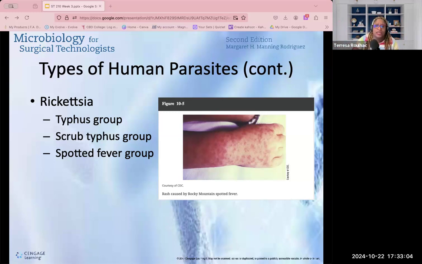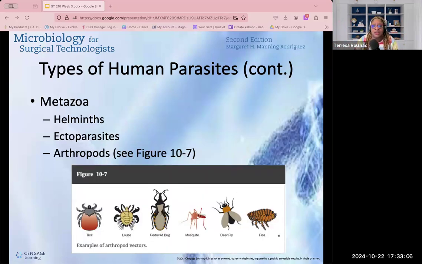But that's not the only human parasites. The chapter talks about metazoa, multicellular organisms that can be parasitic in humans. You have parasitic worms that infect us. Again, I mentioned roundworms, tapeworms. Then there are organisms that live on the exterior of the host, like on our skin, right? Common arthropods: fleas, ticks, lice, mosquitoes.